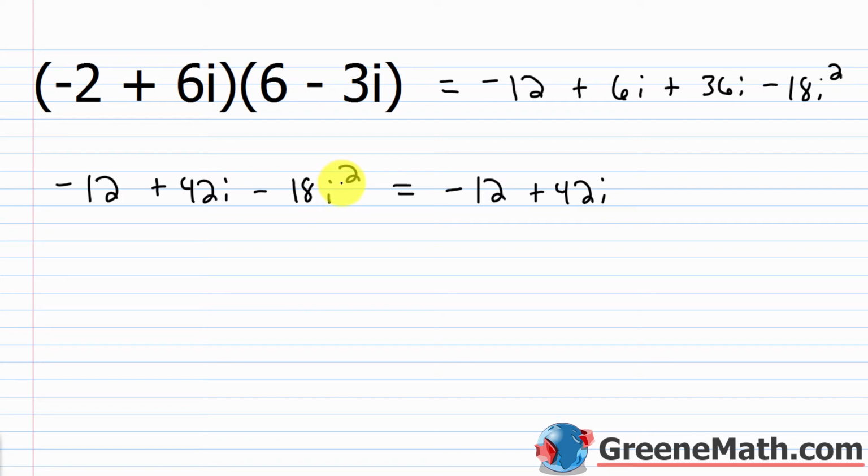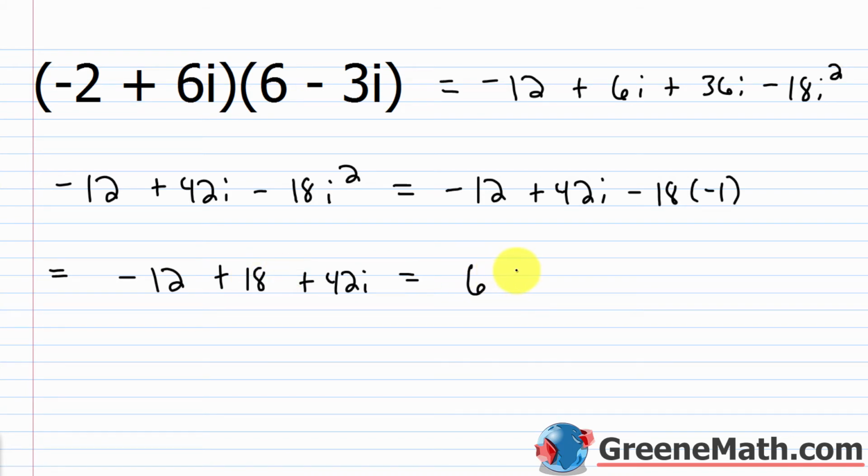I squared is negative 1. So this would be minus 18 times negative 1. So we know that negative 18 times negative 1 is positive 18. So essentially you'd have negative 12 plus 18 plus 42i. Negative 12 plus 18 is 6. So we end up with 6 plus 42i. Again, this is in standard form. You've got your real part plus your imaginary part.